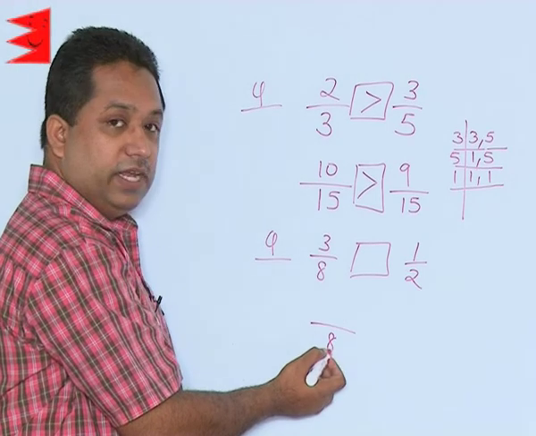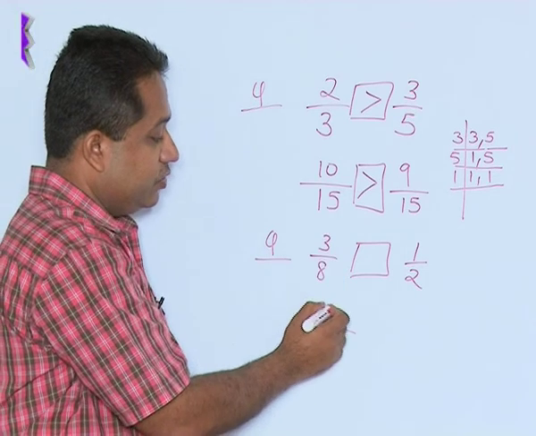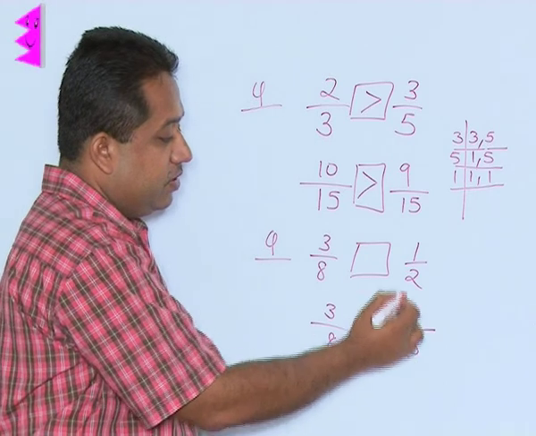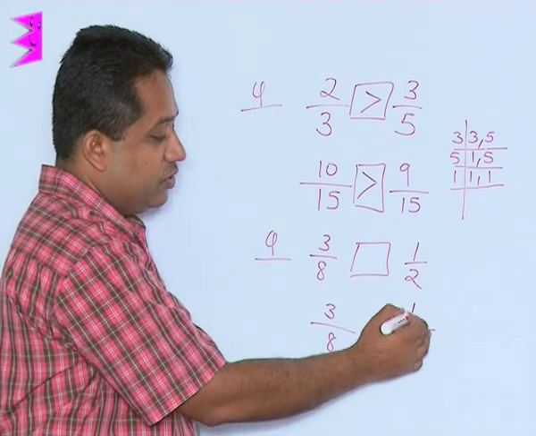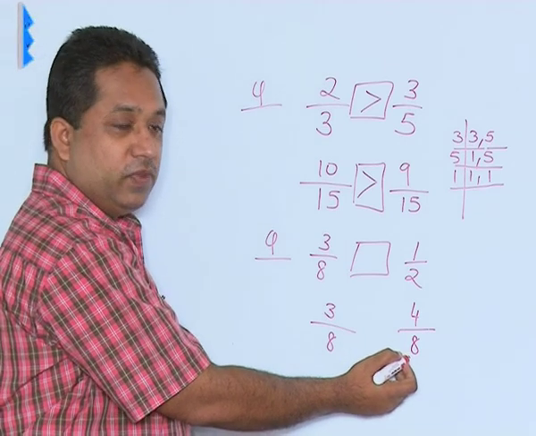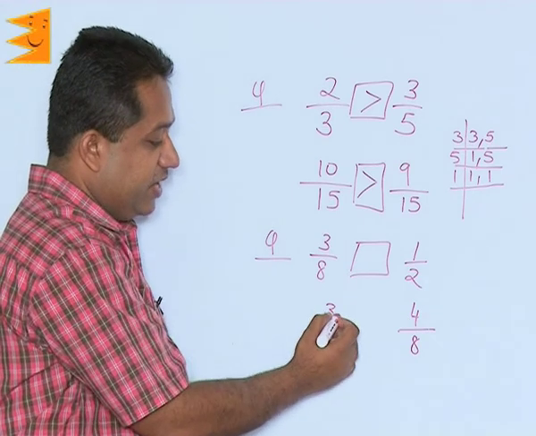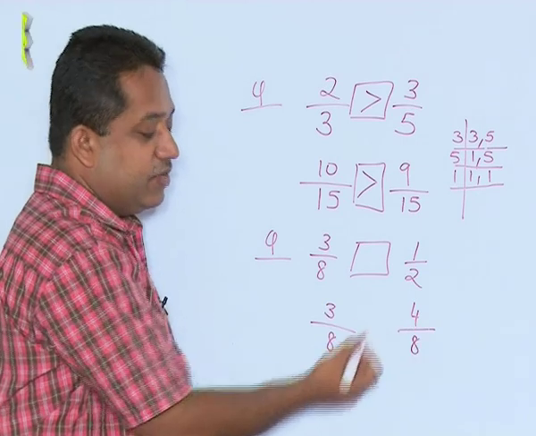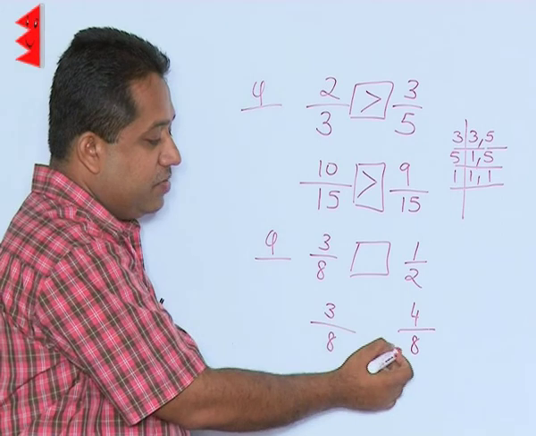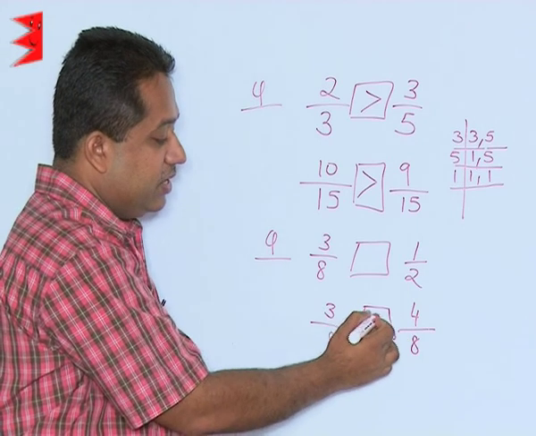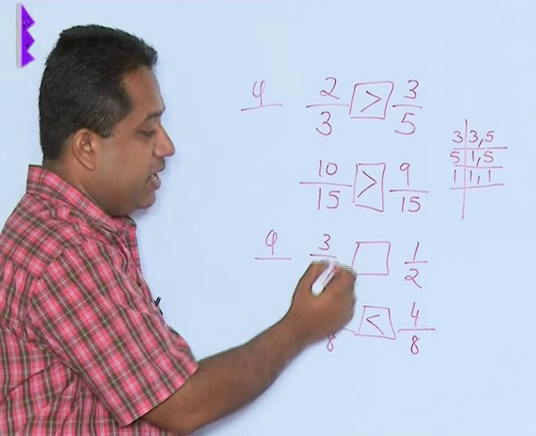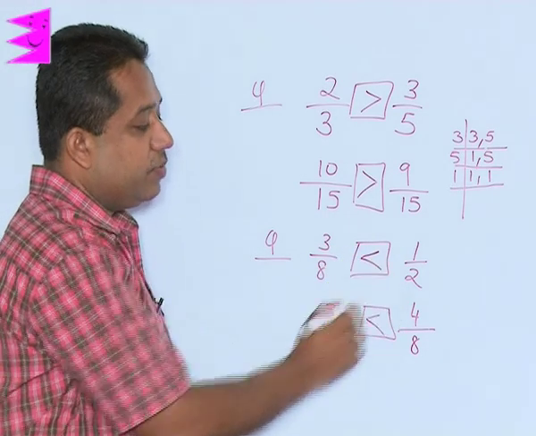So, 8 goes 1 time, and 1 into 3 is 3. So, this remains 3 by 8. But for this one, the LCM is 8, so 2 goes 4 times. So, this becomes 4 by 8. Now, since the denominators are the same, we look at the numerators. We find that 3 is less than 4, or we can say 4 is greater than 3. So, the rational number on the right side is actually greater than the rational number on the left side, which means that 3 by 8 will be less than 1 by 2.